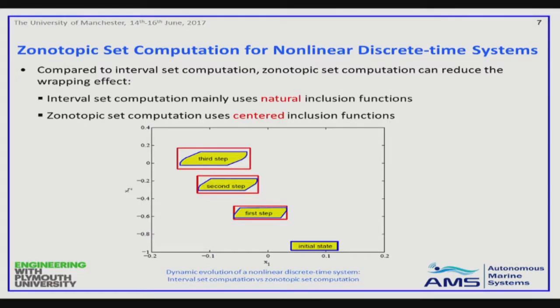This is for a nonlinear discrete-time system. They start from the same initial state. If we treat this initial state as an interval, we get this third state. This is the dynamic evolution of your system. But if you treat this interval as a zonotope, using the zonotopic set computation method by Combastel, we get this third step. We can see that the wrapping effect is reduced. Here are the wrapping effects. These are all outer approximations, but using a zonotope, you get a reduced wrapping effect.